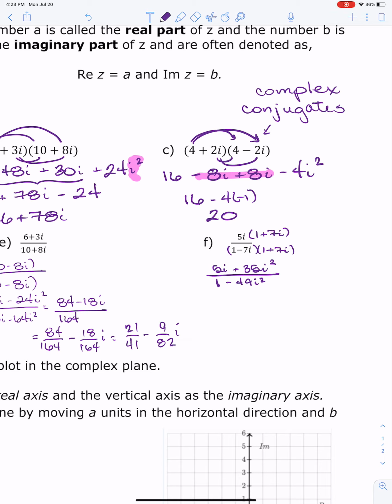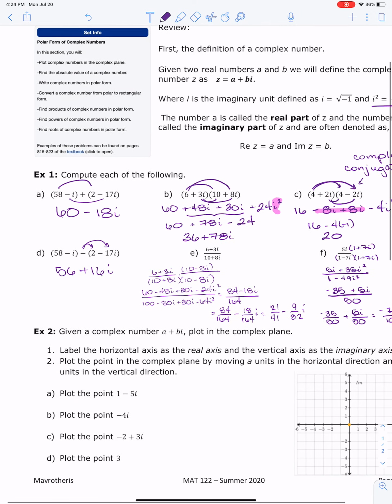In our numerator, we're going to go ahead and flip those around so the real part is first. My denominator becomes 1 plus 49, so that's 50. We've got minus 35 over 50 plus 5i over 50. We can rewrite that as minus 7/10 plus 1/10 i. It doesn't matter if I pull that i out separate or if I leave it in the numerator. Both mean the same thing.